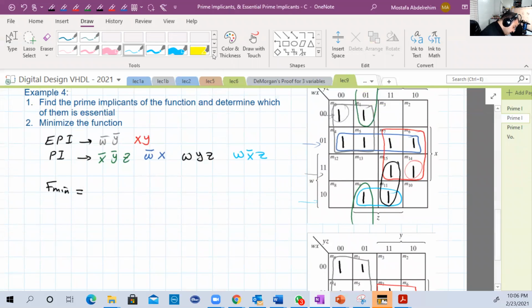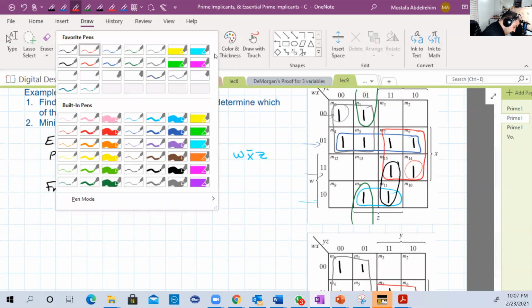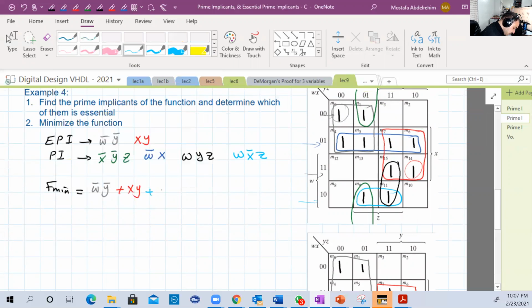So our function is basically W bar Y bar plus XY plus W X bar Z. Okay, that's basically the solution of this example.